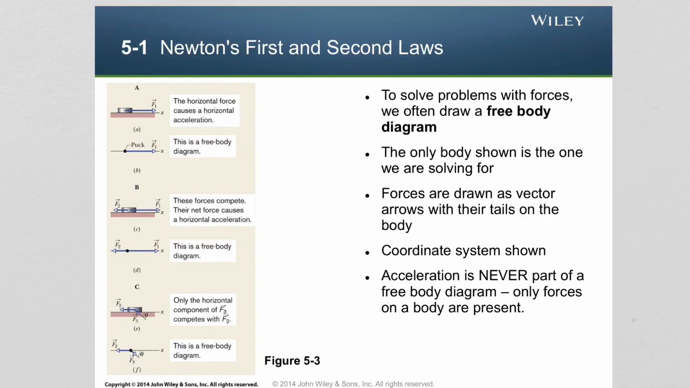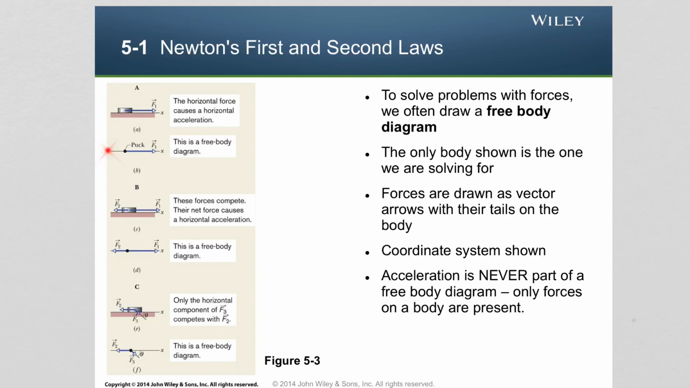For one-dimensional problems, we use a one-dimensional coordinate system. For two-dimensional problems, we use a two-dimensional coordinate system. For three-dimensional problems, we use a three-dimensional coordinate system. Acceleration is never a part of a free body diagram. Only forces on a body are present. So when you draw the free body diagram, the only thing that enters it is the forces acting on the body.